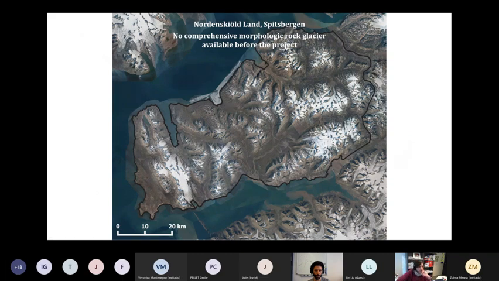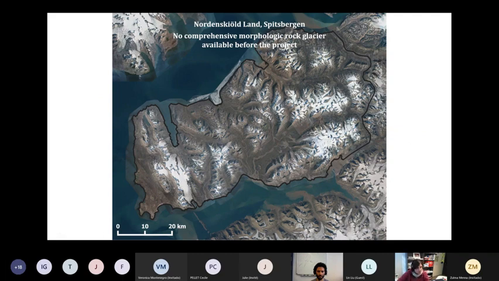Then I will just show another case, the one from Svalbard, briefly. I thought it was interesting also to speak about Svalbard because in that case it was a bit of a different process. We had to start mostly from scratch because in Spitsbergen we didn't have a morphologic rock glacier inventory.